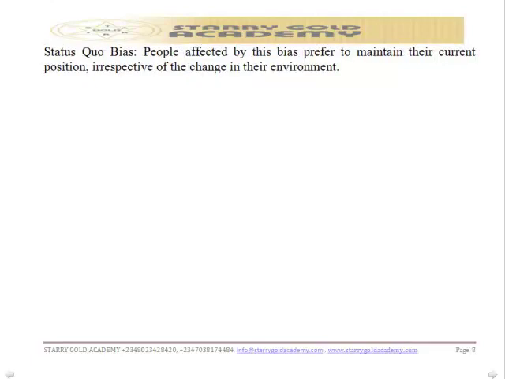We have another bias which is status quo bias. When I am talking of status quo bias, people affected by this bias prefer maintaining their current position irrespective of the changes in their environment. You see some managers that own a company, they just want to retain that name, CEO. So even though they are making losses in that business, they stick to it because they do not want to leave that title.